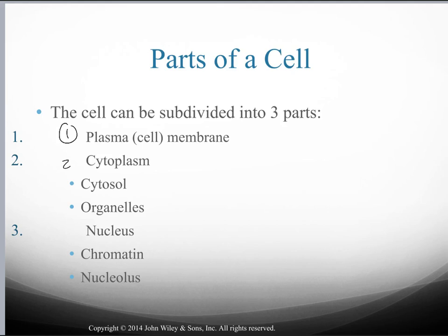The second part is going to be the cytoplasm. It will contain the cytosol and all the organelles sustained and supported in there. And the third part is the nucleus, which will contain the chromatin and the nucleolus. This is the brain of the cell, all the genetic information.